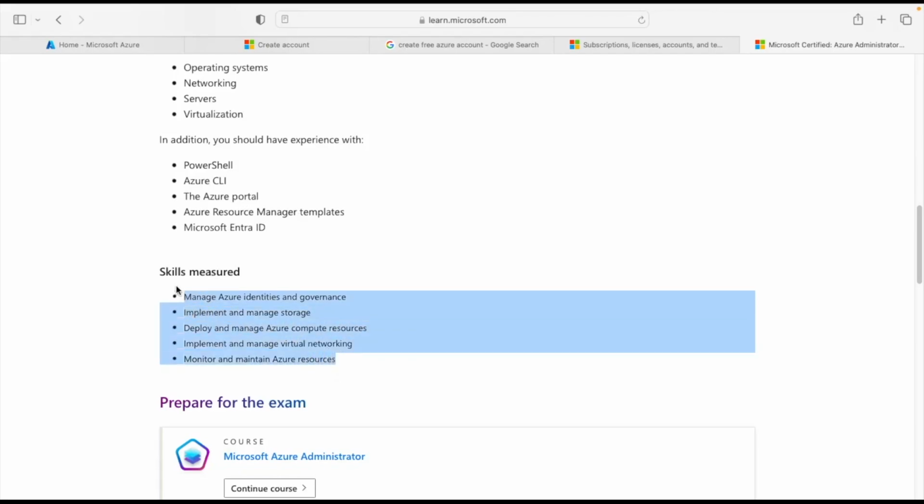So first we need to understand which topics will be asked during the examination. These are the skills measured that we are going to cover: Azure identity and governance, implement and manage storage, deploy and manage Azure compute resources, implement and manage virtual networking, and monitor and maintain Azure resources. So this is the whole syllabus that will be asked.